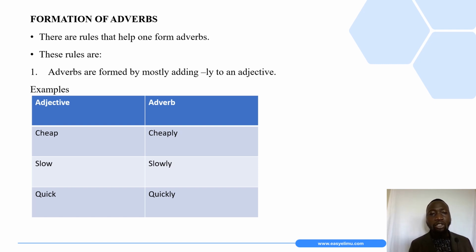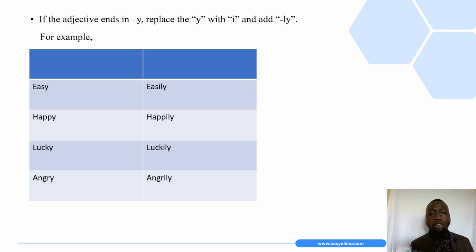Obviously, there are those that we cannot add the suffix ly directly when forming adverbs, meaning that we will have to omit some letters before adding that suffix. So, for instance, if the adjectives that we have end in letter Y, then letter Y is replaced with letter I, and that is when the suffix ly is added. So, for example, there is easy. So if we omit or drop the y, then add letter I, we'll have easily.